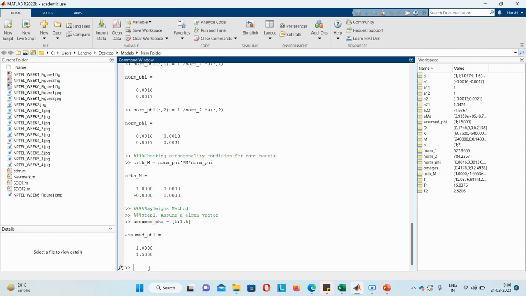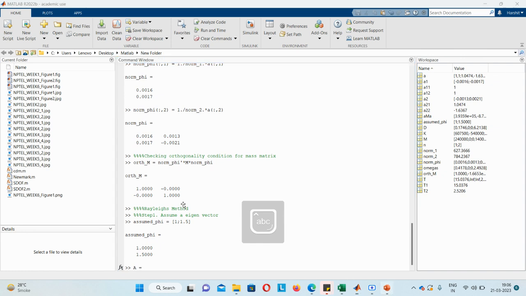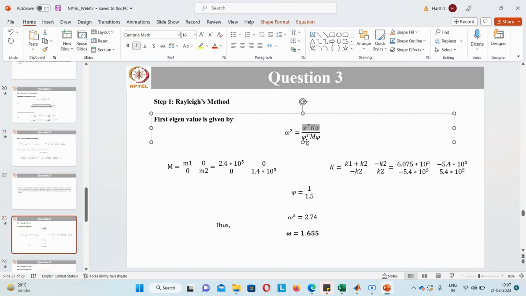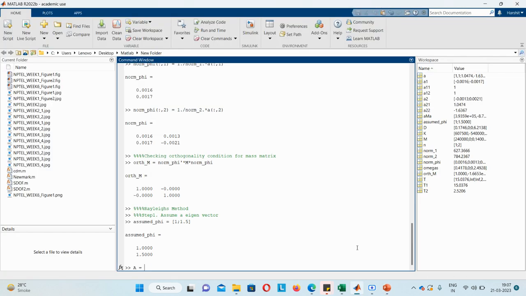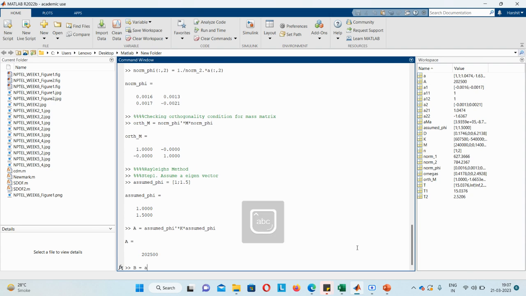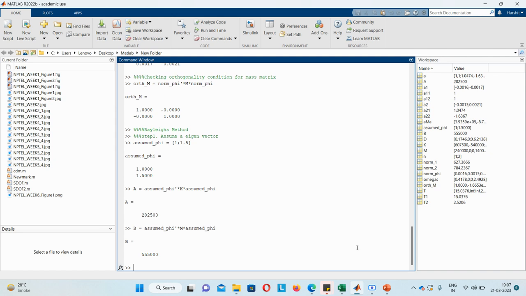So let's see what will be the outcome for this. In the Rayleigh method we have two values that we need to calculate. First is phi transpose k phi and phi transpose m phi. So let us say this is A and this is B. We will separately compute both the values and then we will later on divide. So A is nothing but assumed phi transpose k phi. And B is nothing but assumed phi transpose m phi. Okay, so omega square is equal to A upon B. So omega will be the square root of A divided by B.